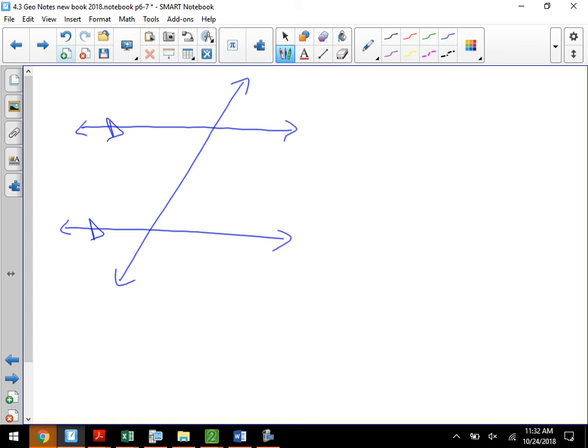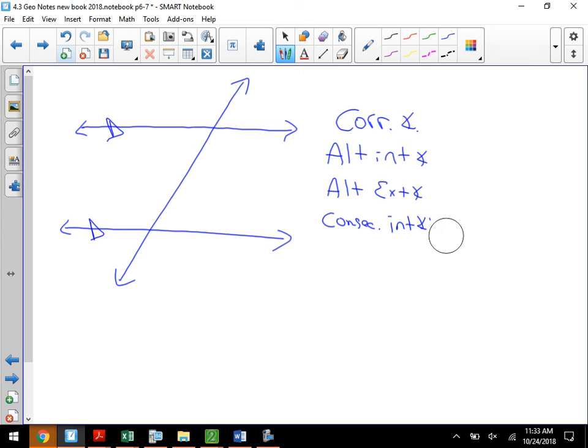When that happened, you had four different angle pair relationships. You had corresponding, alternate interior, alternate exterior, and consecutive interior. You had those four different angle pair relationships.